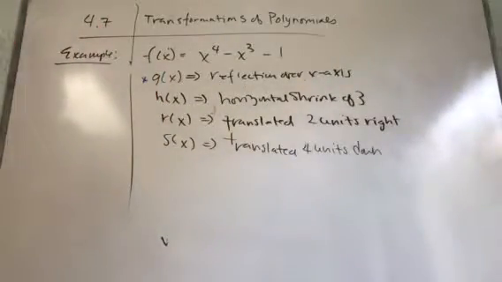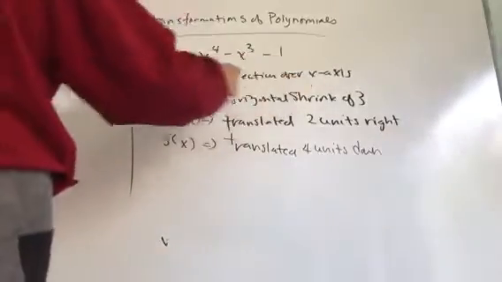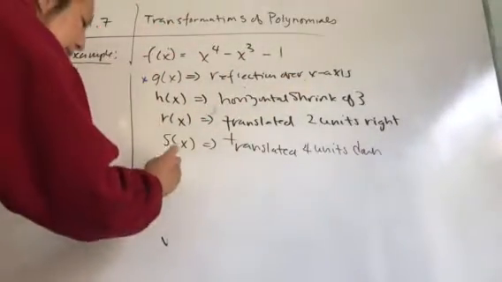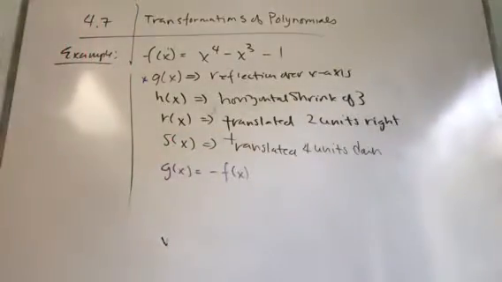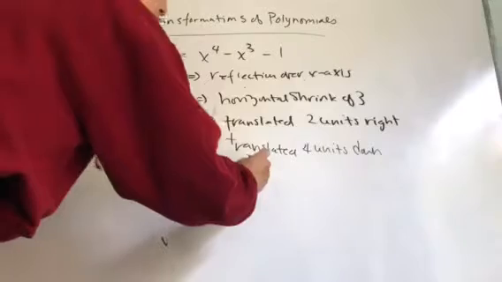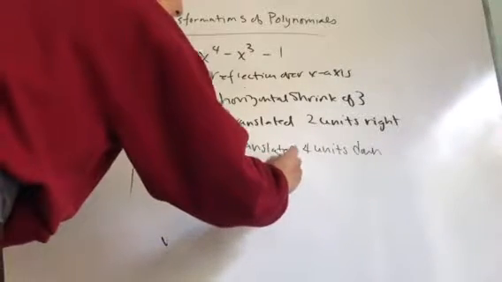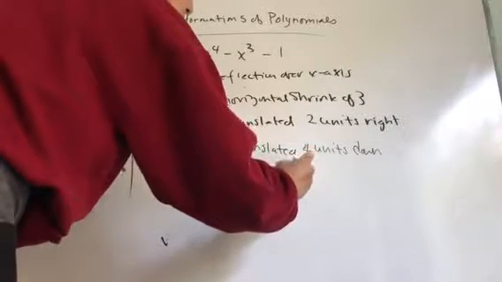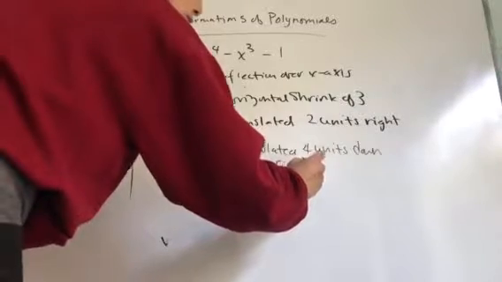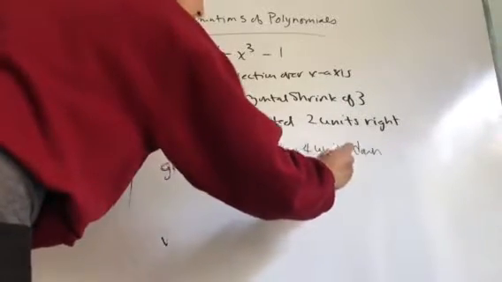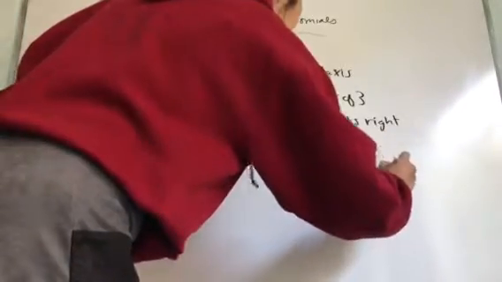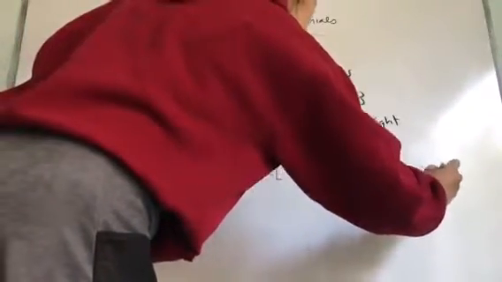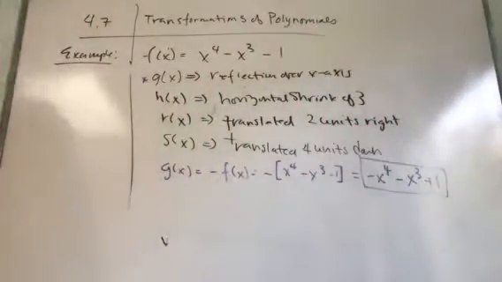So g of x is where we have to reflect over the x-axis, and we said that if we wanted to find g of x, we have to find the negative form of f of x. So if I were to negate the function f of x, it would be negative x to the fourth minus x to the third minus 1, and therefore it would equal negative x to the fourth minus x to the third plus 1. So this would be your g of x.